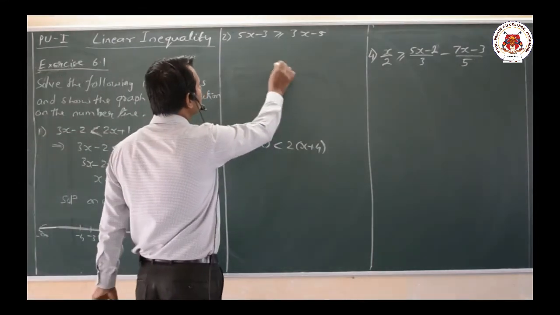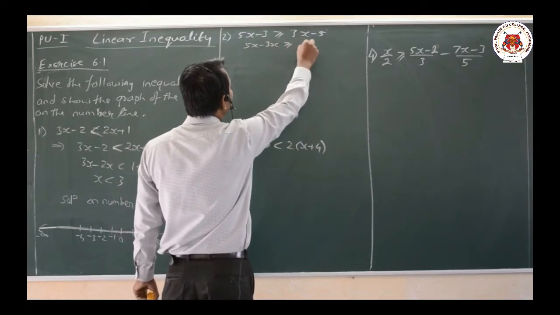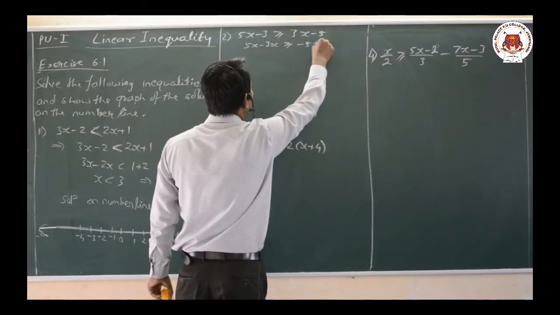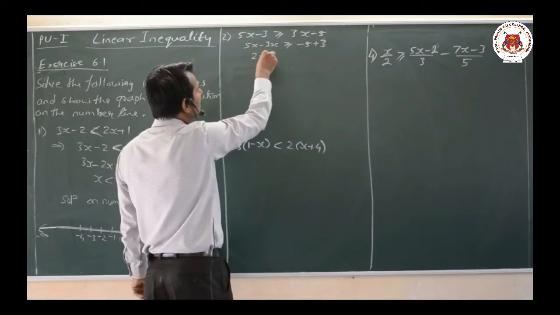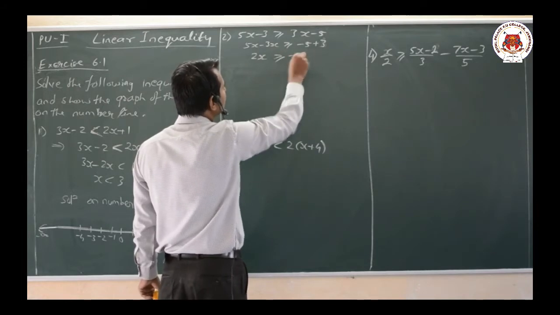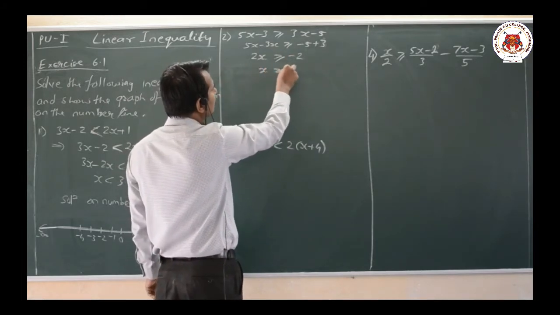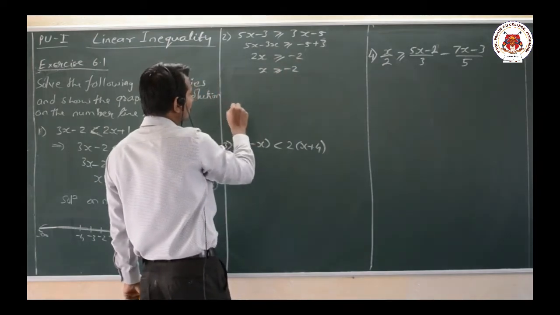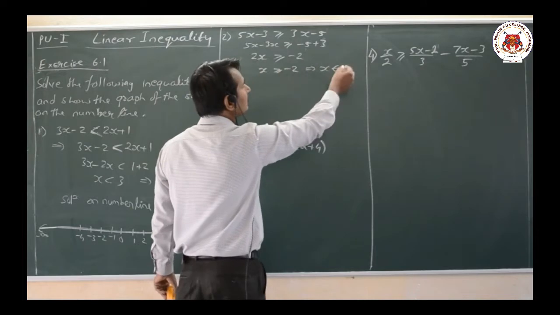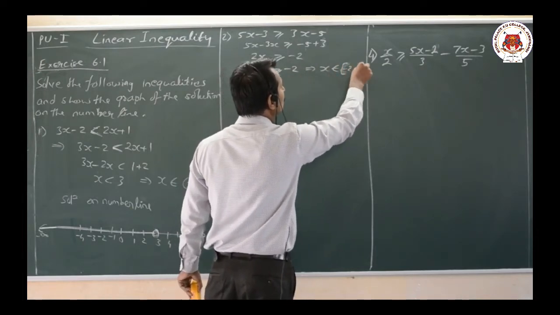The next problem is also very simple, that is 5x minus 3x greater than or equal to minus 5 plus 3. So what we get here is 2x greater than or equal to minus 5 plus 3, that is minus 2. Now I will divide by 2, that is x greater than or equal to minus 2. That implies x belongs to minus 2 to plus infinity, since it is greater than or equal to.